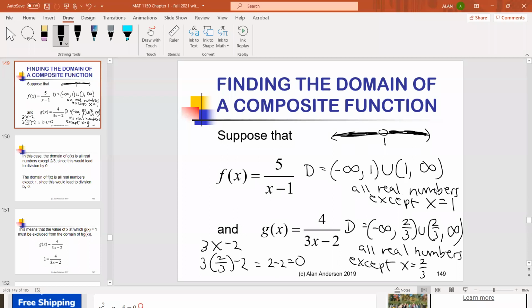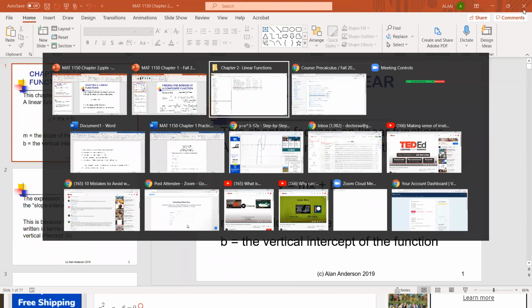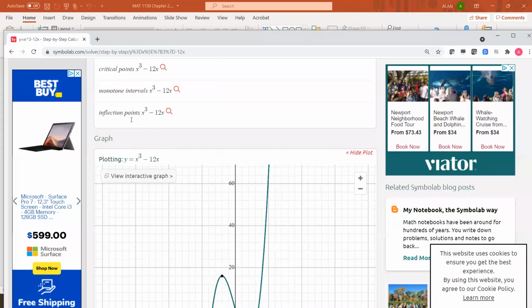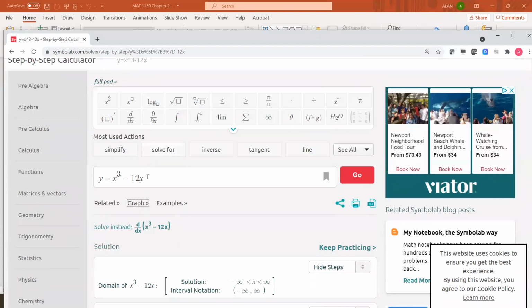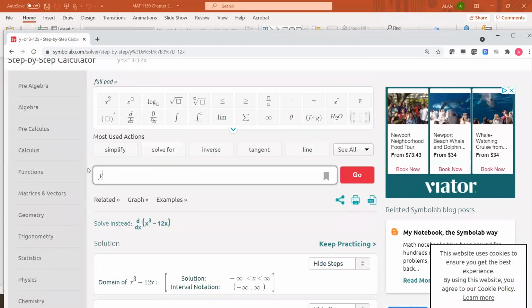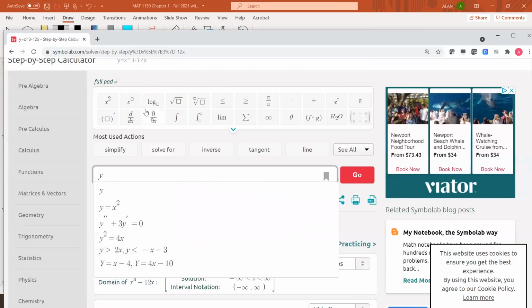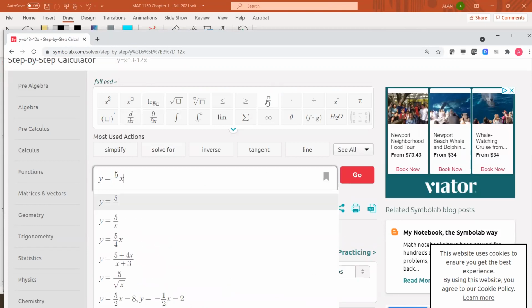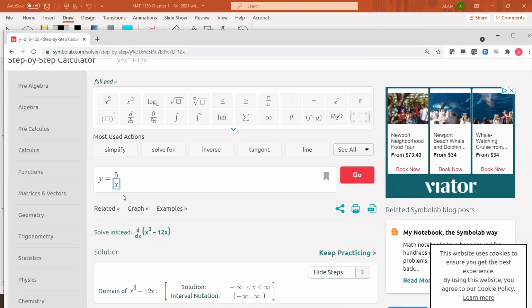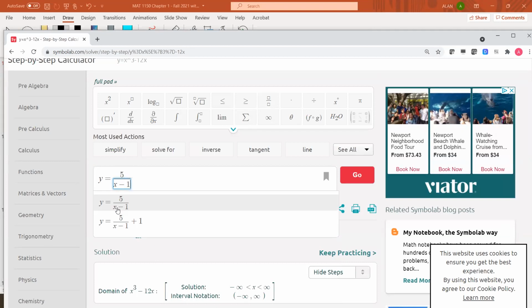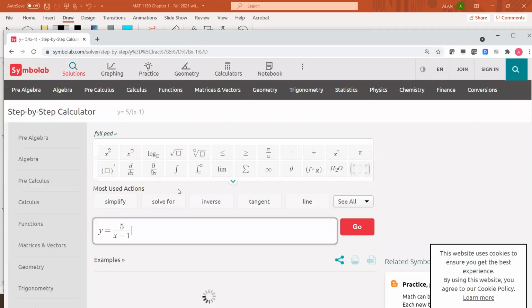Now, by the way, as long as we're thinking about this, why don't we go back to Symbol Lab for a minute so you can visually see why this is happening. I mean, sure, we're getting division by 0, but we want to see what this picture looks like. I think it'll give more insight into what we're doing. So the first one, 5 over x minus 1. All right, let's check this out.